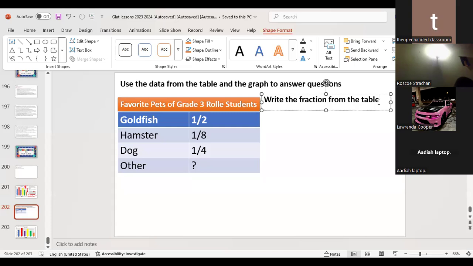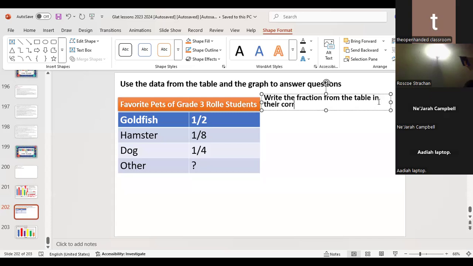All right, so write the fraction from the table in there. Excuse me, Mr. T. Go ahead. Since you have that on the side, can I write the fraction from the table in the correct position on the bottom? Yeah, you have to put it in the bottom because I don't have enough space. That's why I put it on the side. Write the fraction from the table in their correct positions on the graph to complete it.